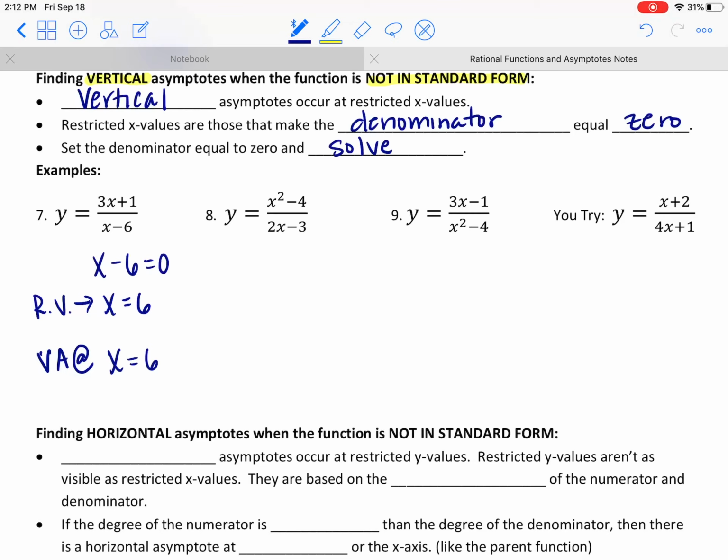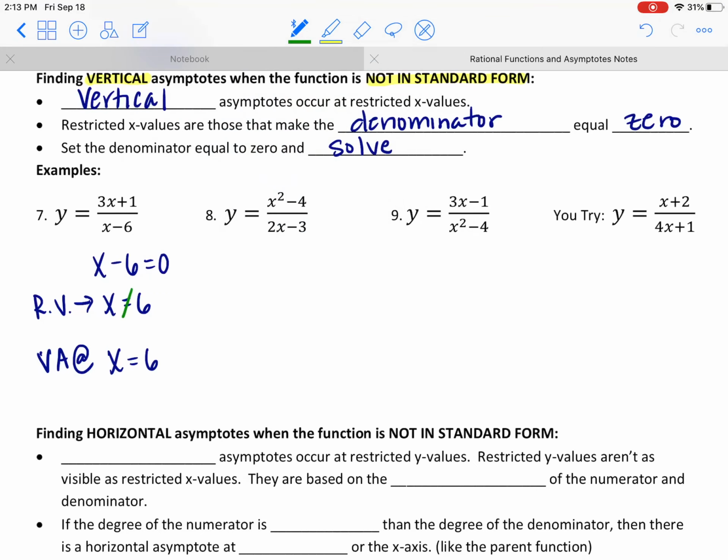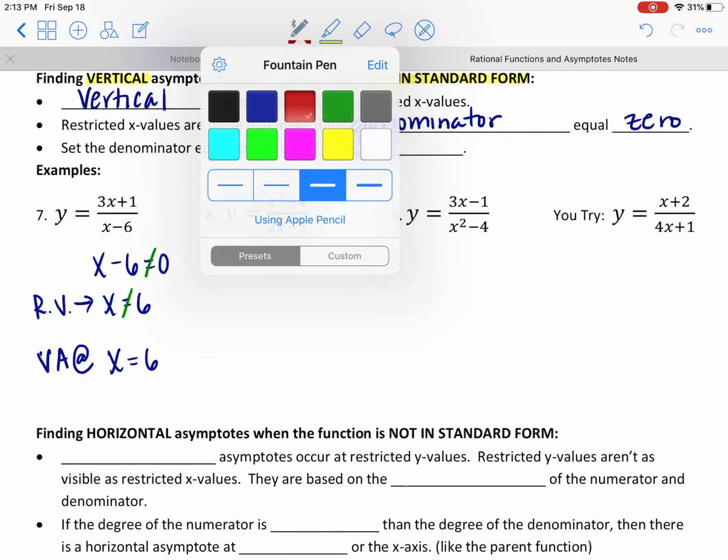And I guess just to avoid confusion, when I'm saying x minus 6 equals 0 here and x equals 6, what I'm really saying, because x is a restricted value, is that x cannot equal 6 because x minus 6 cannot equal 0. So because x cannot equal 6, there is a vertical asymptote at x equals 6, okay?